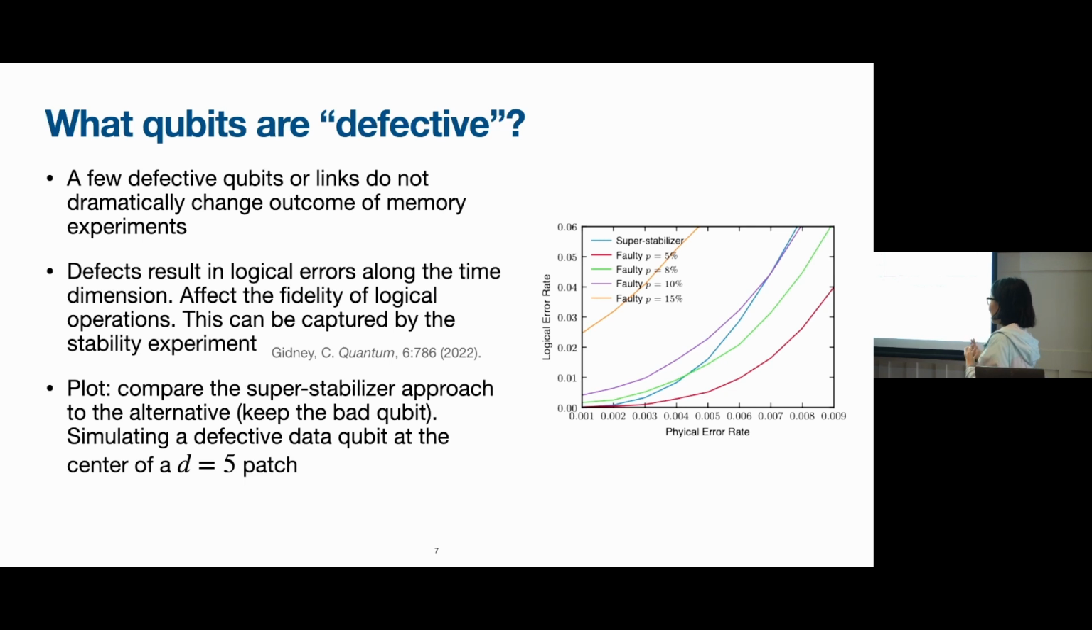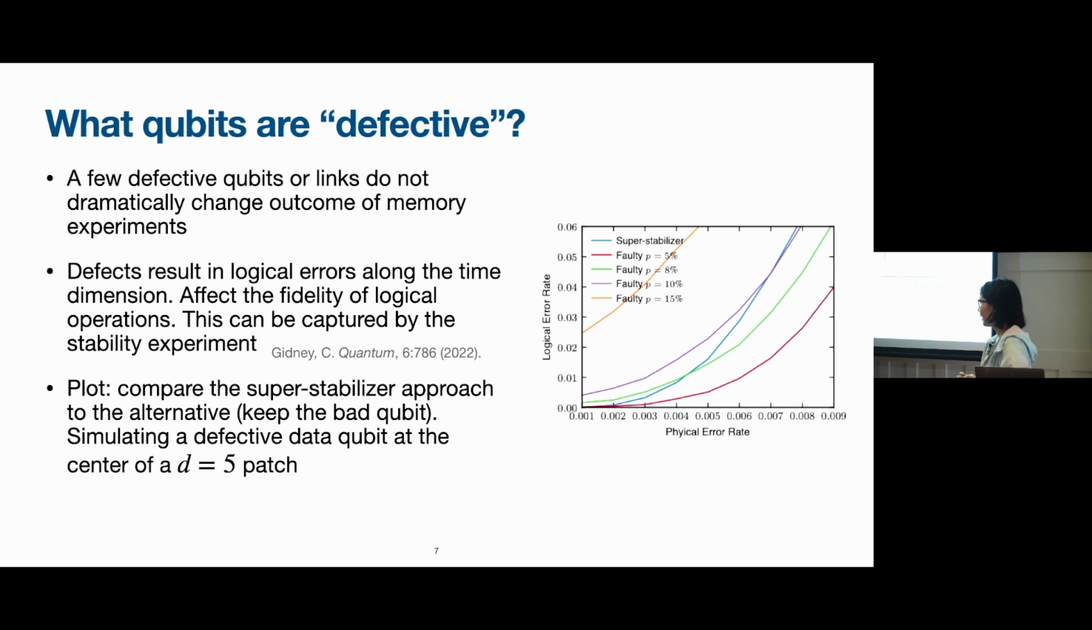Well, if you only perform the memory experiment to evaluate the harm of a broken qubit, this is actually what you will see, because the memory experiment doesn't really check for logical error strings that go in the time dimension. So even if you assume that one of your data or syndrome qubits is just spitting out some random outcome every round, you still only see a very, very small effect on the logical error rate, as if your code distance decreases by 1.